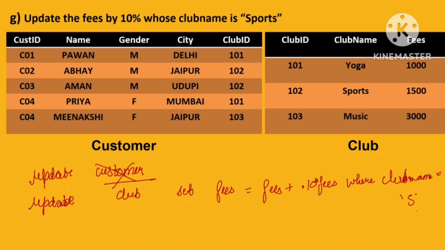This question is very important from your exam point of view and for the practical also. You can check the output also, how much will be the new fees. 1500 previously, then 1500 plus 0.10, 10 upon 100 multiply 1500, that is 1650. So your output will be 1650. New fees will be 1650 for the club ID 102.